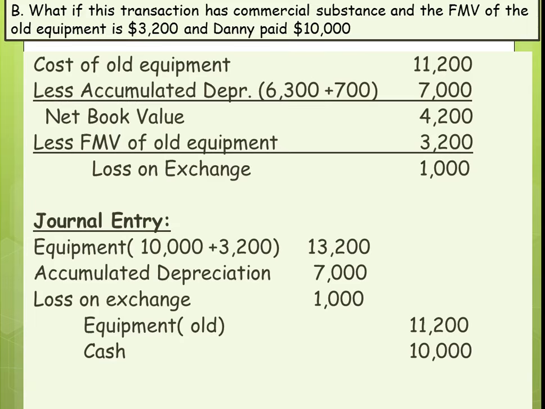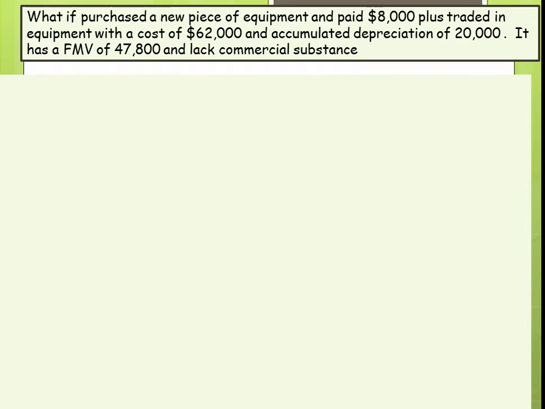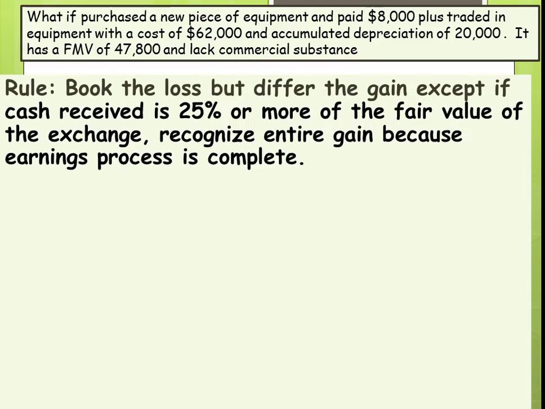Now we have one more example. What happens if we purchase a new piece of equipment and paid $8,000 plus traded in equipment with a cost of $62,000 and accumulated depreciation of $20,000? It has a fair market value of $47,800 and lacks commercial substance. So the rule: you book the loss but defer the gain except if cash is received and it's 25% or more of the fair value of the exchange.